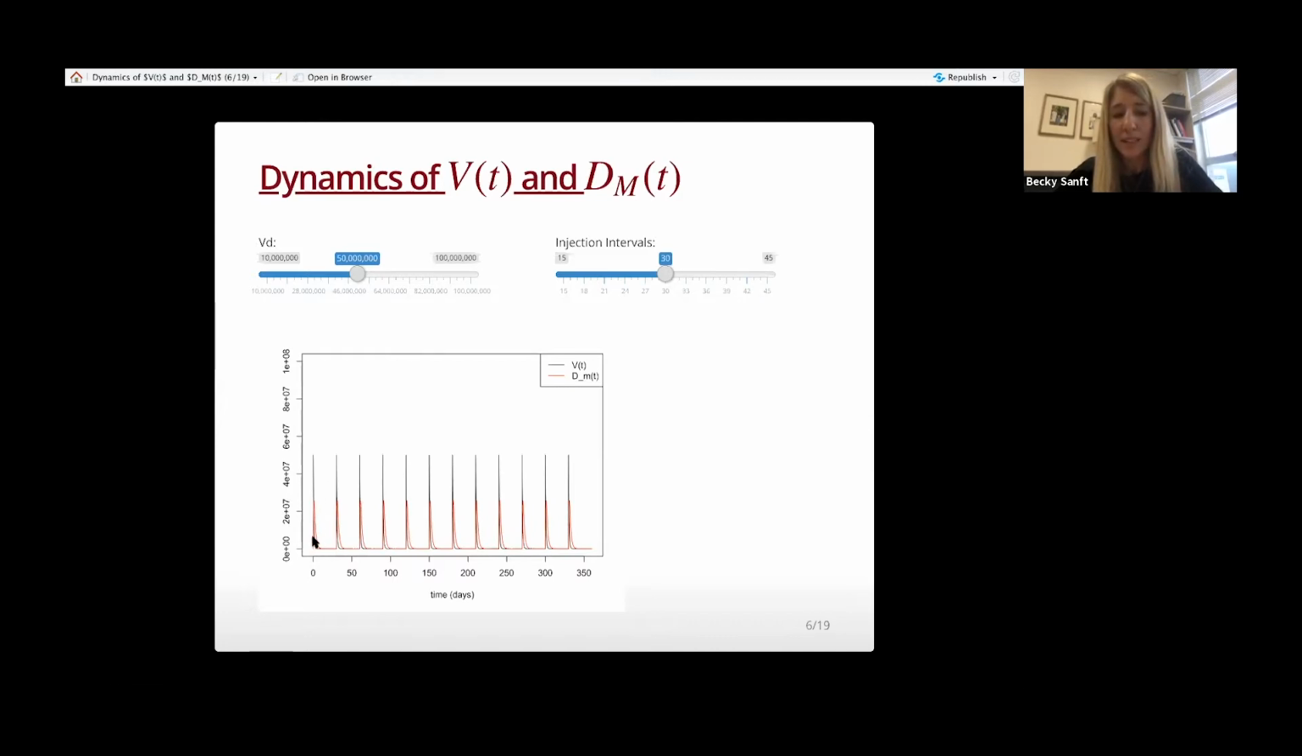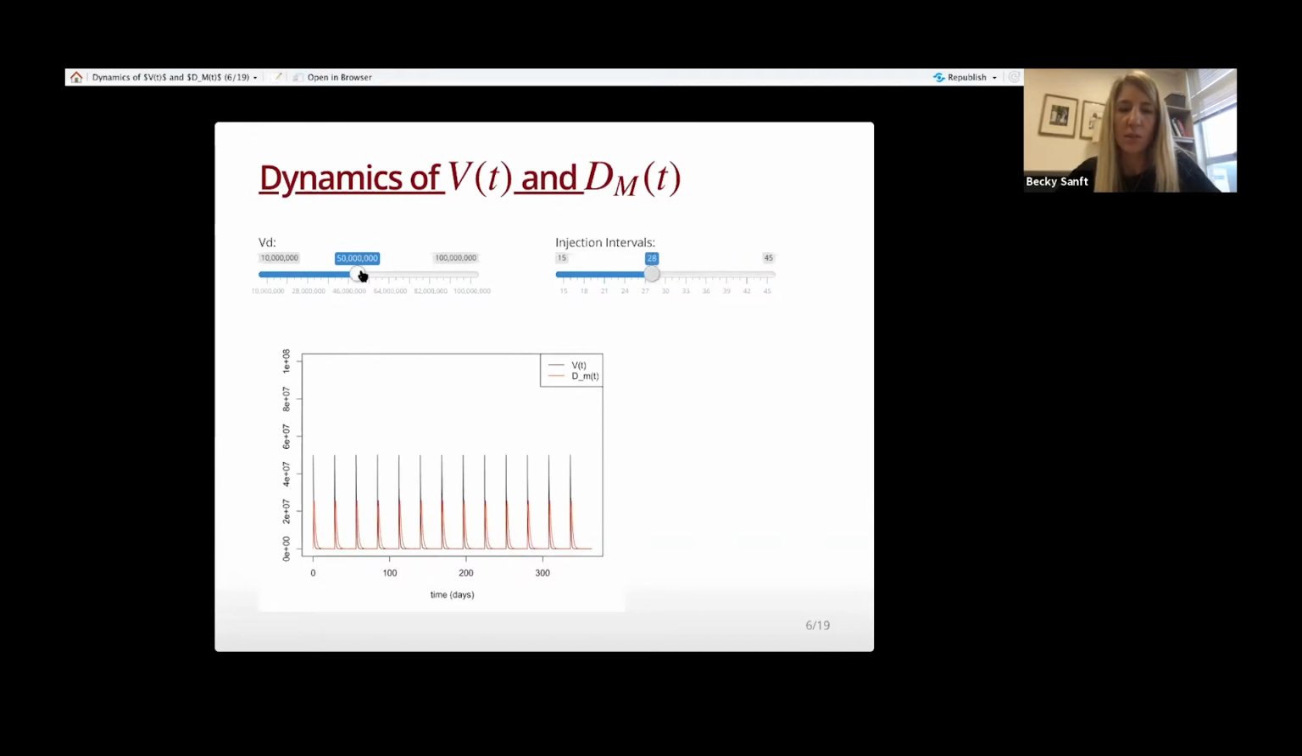And we can play around with this. Notice the vaccine is taken up very quickly. We can think about schedules of injections. This is assuming an injection interval, so every 30 days we're injecting vaccine cells, and this is the number of vaccine cells. We can vary these things. We can change the interval and see how that changes. We can change the number of vaccine cells that are injected.